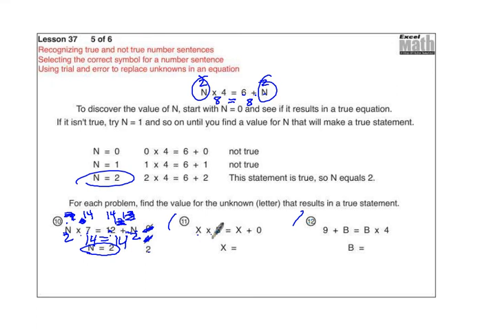This one says x times 5 is equal to x plus 0. Let's try 0 first. 0 times 5 is 0. 0 plus 0 is 0. Look at that. When you plug in a 0, it works right away. And so you just say x is equal to 0.